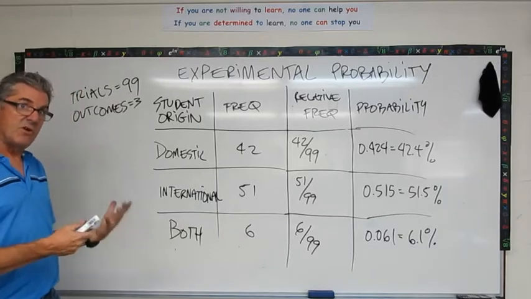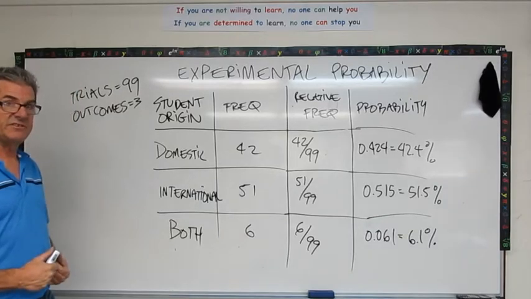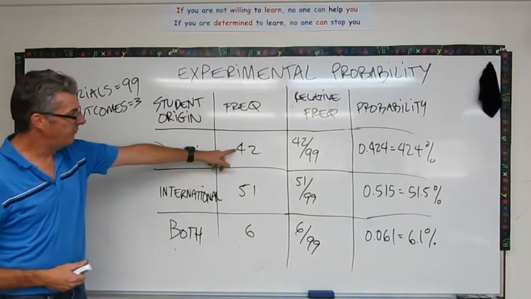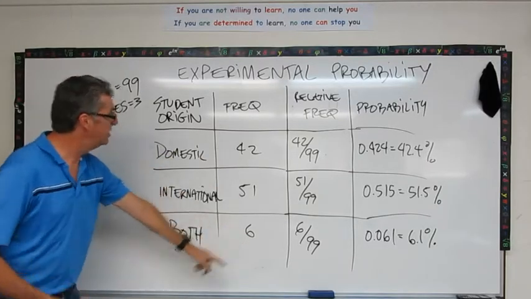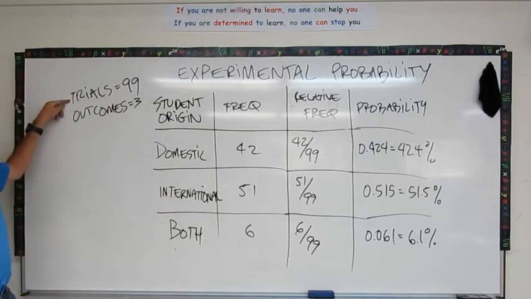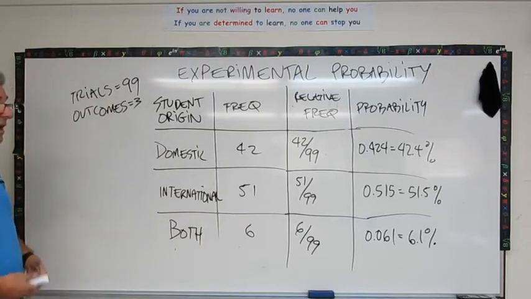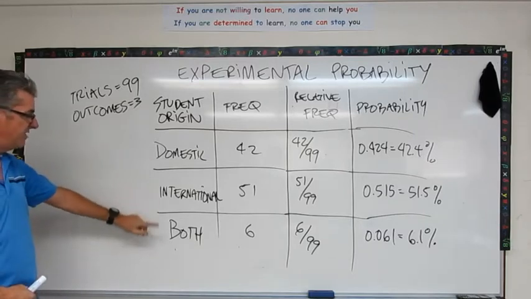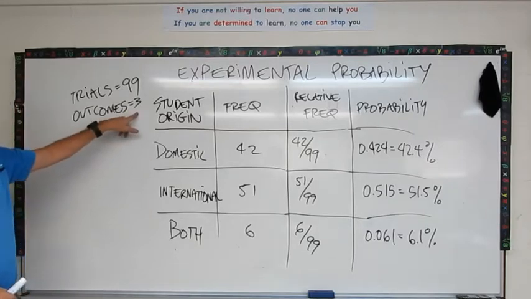So let's go through our vocab. How many trials? Well, a trial is each time we ask that question. So that's 42 plus 51 plus 6, which ends up being 99. So we have 99 trials. How many outcomes? 3 possible answers, domestic, international, or both. So our number of outcomes is 3.